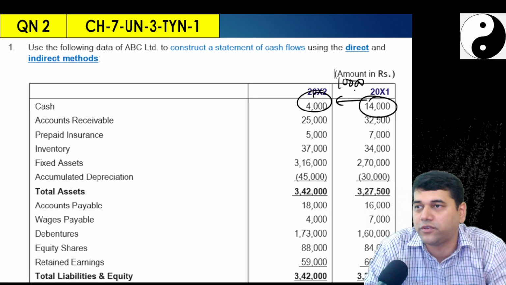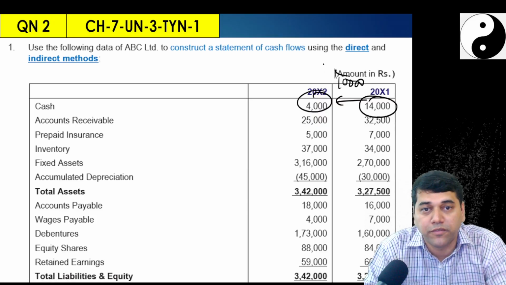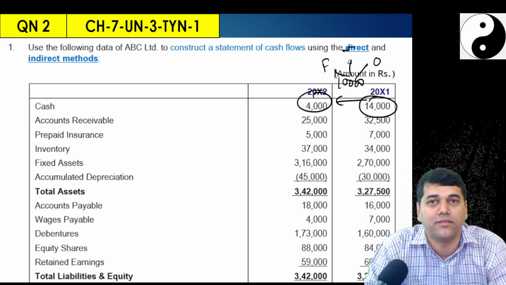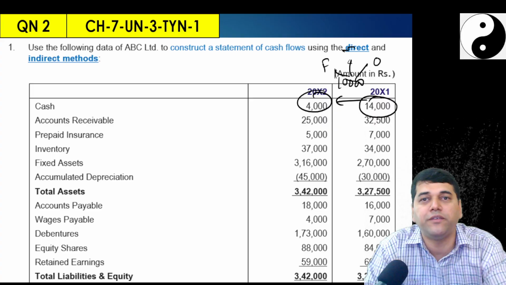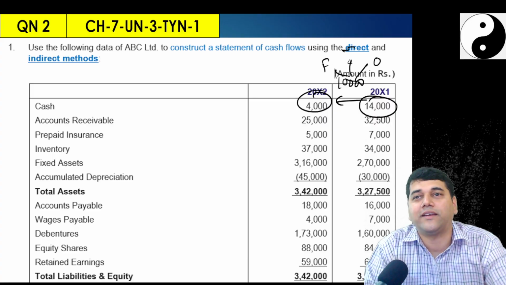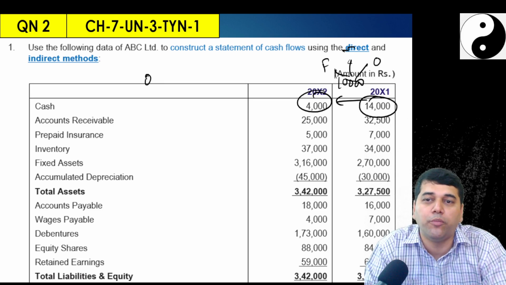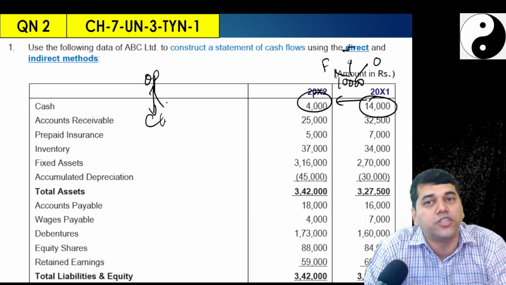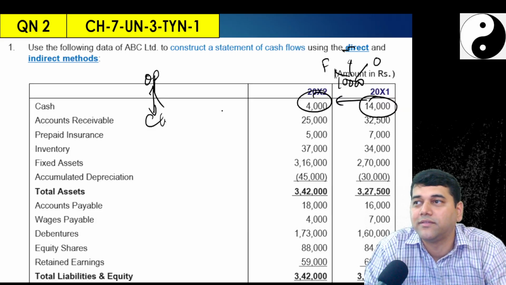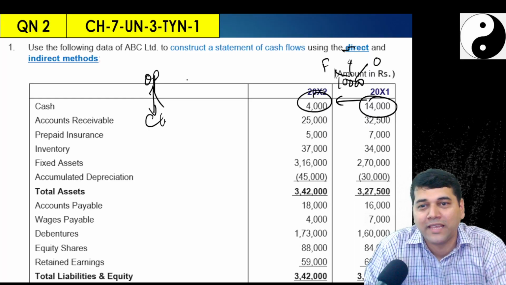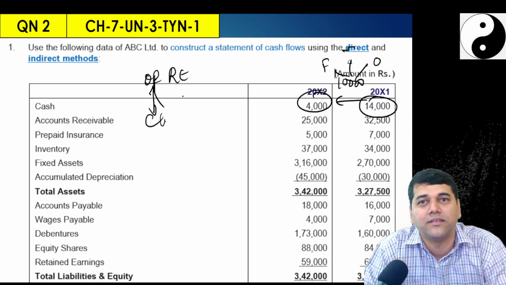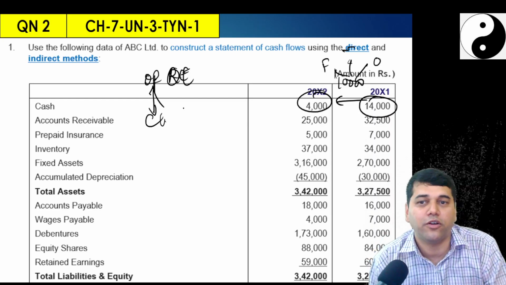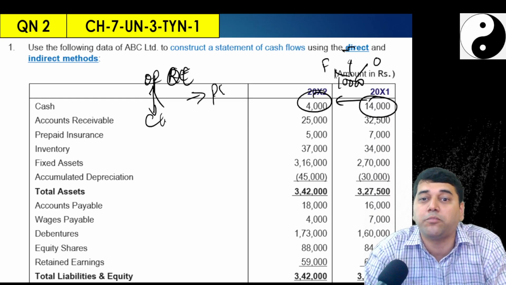What happened to the 10,000? From where did it come? Did it come from financing, investing, or operating? That is the cash flow statement. You are giving a breakup of this movement between these two, right? Can you tell me, if I give you opening retained earnings and closing retained earnings, what is the reconciliation between these two? What is the statement called? If I give you opening retained earnings or opening other equity, and closing other equity, the reconciliation statement, for retained earnings, we call the profit and loss account.